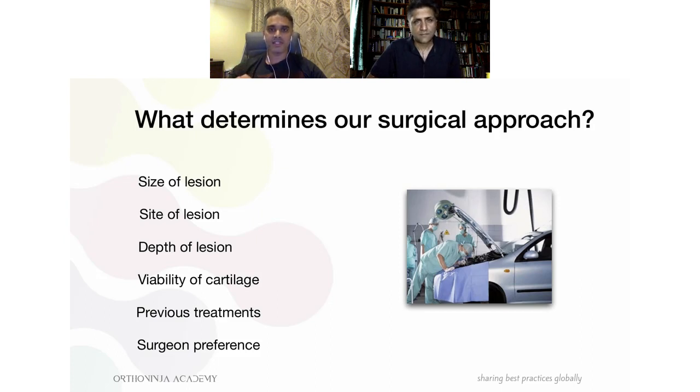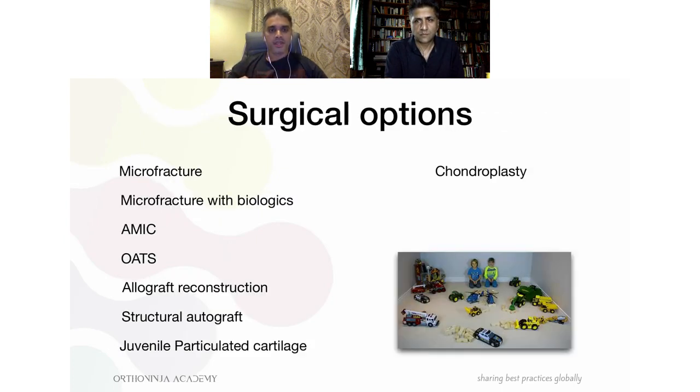Now, when I keep saying evidence, we're going to push a paper to you in a moment, which is a consensus statement from the International Ankle Cartilage Society, where they've had experts who have looked at all this and come up with these suggestions. So what are our surgical options? We've got a whole host of toys to play with. We've got microfracture, and microfracture with biologics, stem cells, PRP, and we're going to discuss what the evidence for this is.